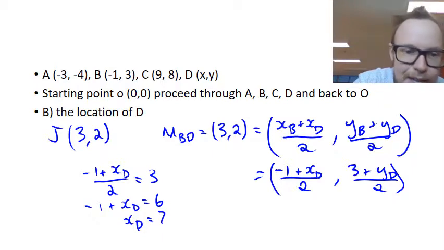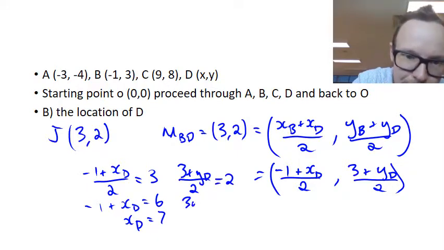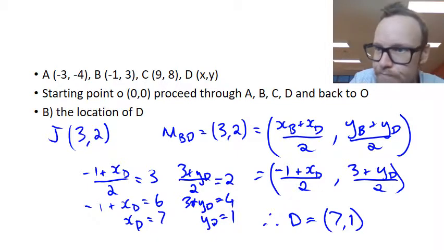And then that means that 3 plus yD over 2 is going to equal 2. 3 plus yD equals 4. yD must equal 1. So we can say, therefore, point D is going to equal 7, 1.